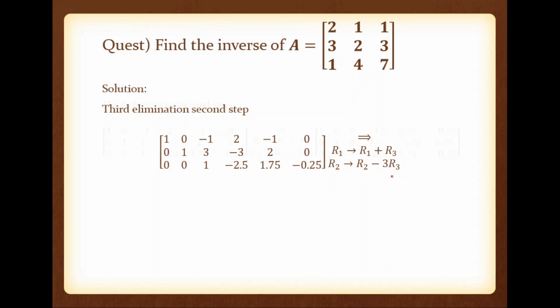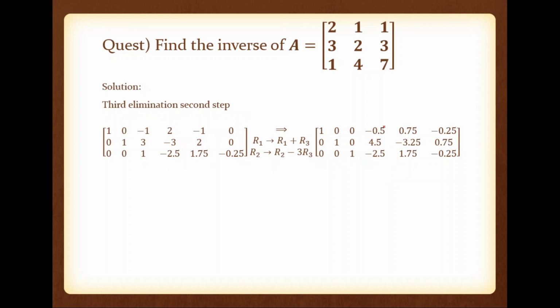So the new augmented matrix is, first row is modified as 1, 0, 0, minus 0.5, 0.75, minus 0.25. Second row is modified as 0, 1, 0, 4.5, minus 3.25, 0.75. So this is a second row. Third row is not modified. So you can see that as it is a 3 by 3 matrix, we need 3 eliminations. So all these 3 eliminations are complete. So this one is a final augmented matrix.